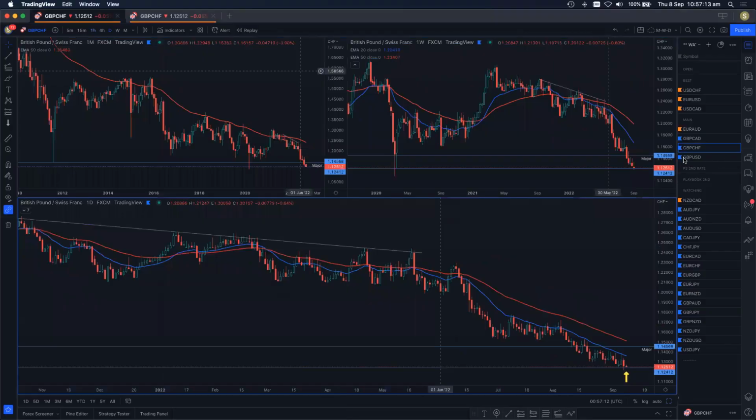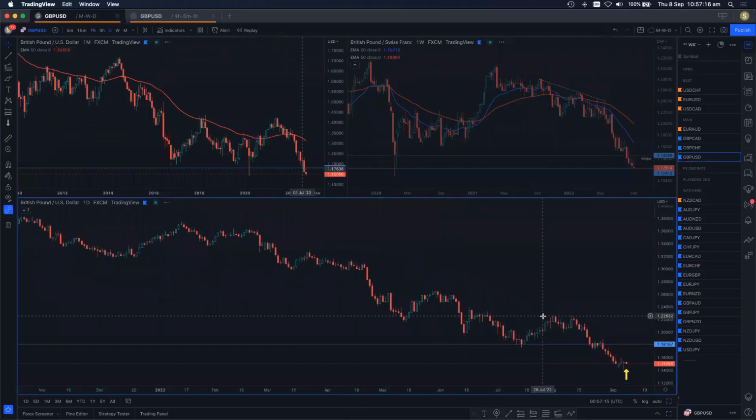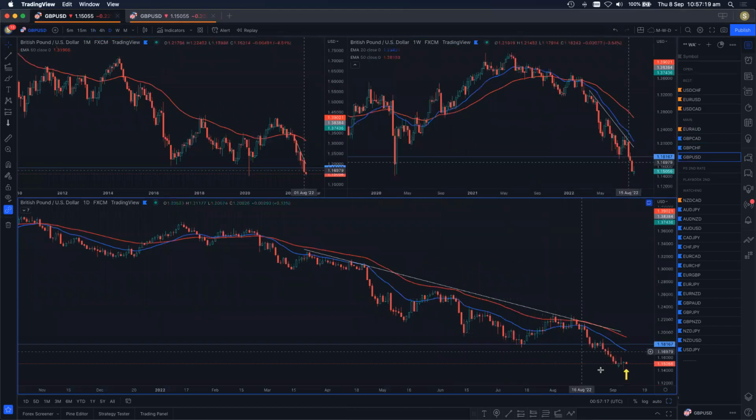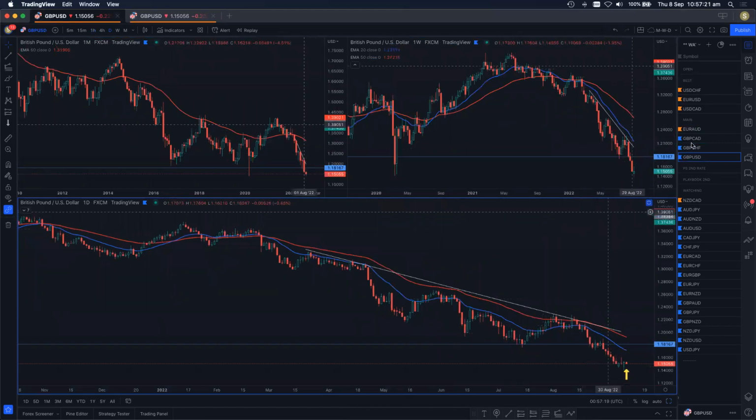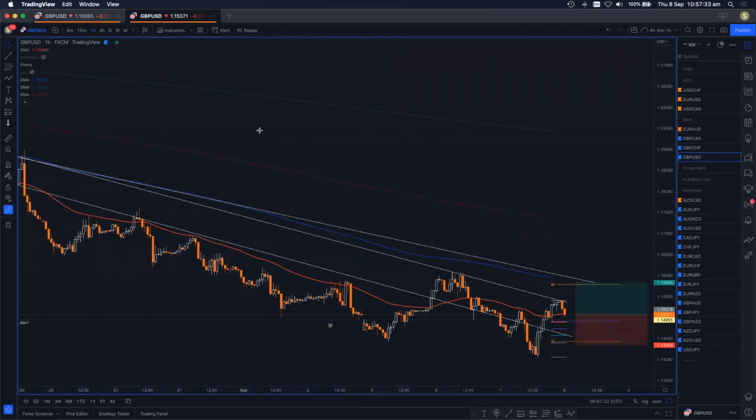Pound USD, pound dollar is very similar. So again, we've got a really big downtrend. The dollar has been strong, as we've seen, but a few pairs are showing some dollar weakness now. We had a low test yesterday on the daily, which is indicating that maybe this is the time it's going to turn around. So we need some kind of proof on the lower time frame.